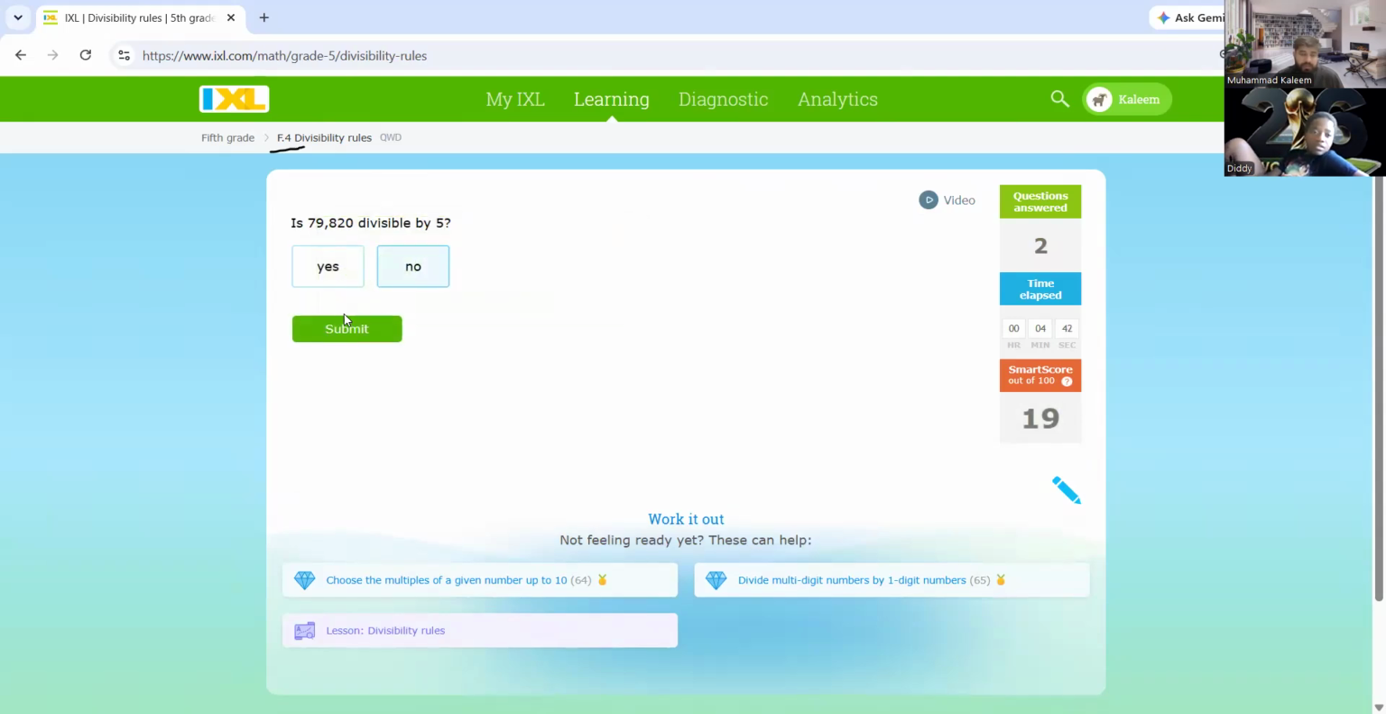Let's do the next one. Is this divisible by 5 or not? Yes, it is. How did we know this, even without dividing it? Because any number that has 5 at the back can be divided by 5. Yes, it is. That's the right answer. Submit it.